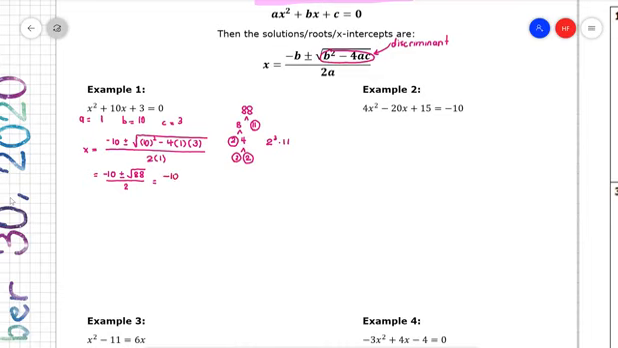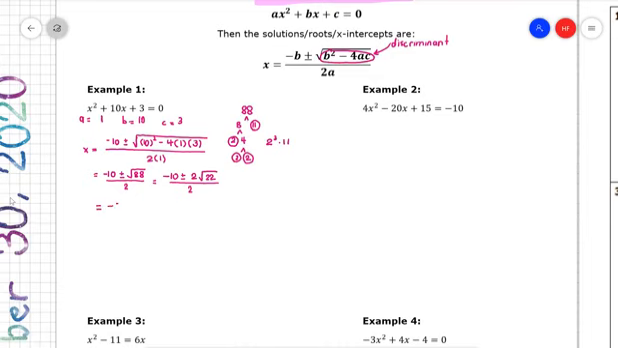So we have negative 10 plus or minus 2 square root 22 all over 2. And then if we can reduce the fraction, then we will. I see that negative 10 is divisible by 2, 2 is divisible by 2, and we have that 2 on the bottom. So we're going to reduce everything by 2.